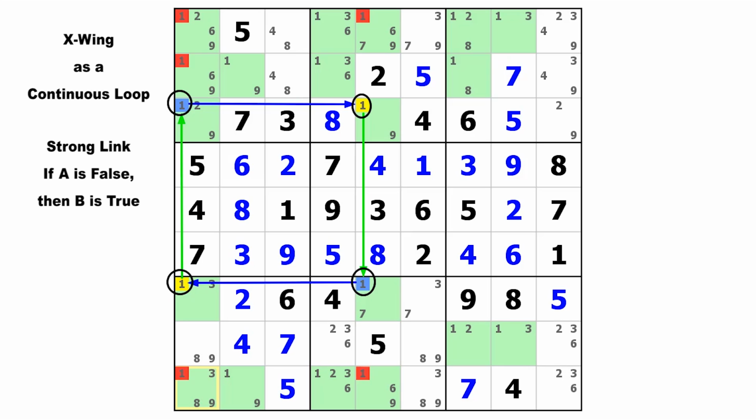Now please don't write to me and tell me that I missed a 2-string kite on candidate 3 in this diagram. I didn't miss it. We're talking about X-wings and continuous loops right now, and everything else is irrelevant, okay? I can't tell you how many times I'll do a video on a particular solving technique and someone will write to me and say that I missed something that has nothing to do with what I'm talking about.